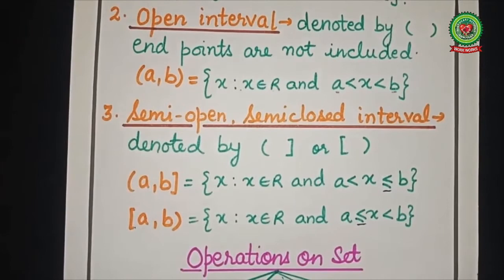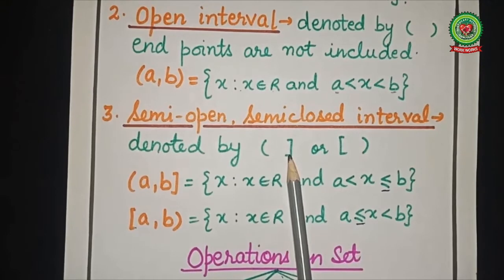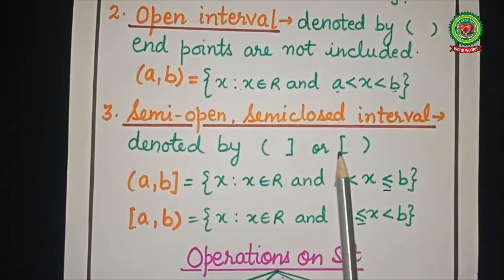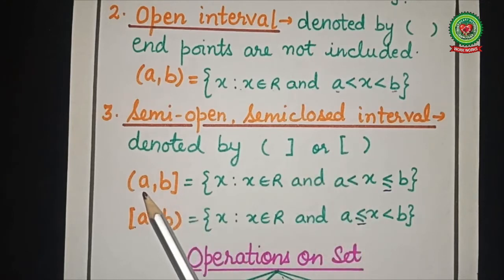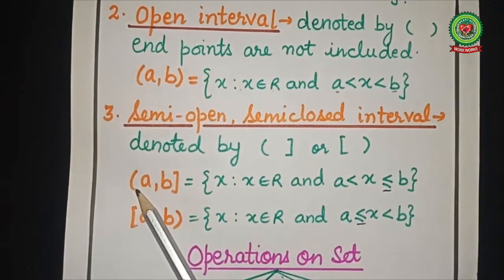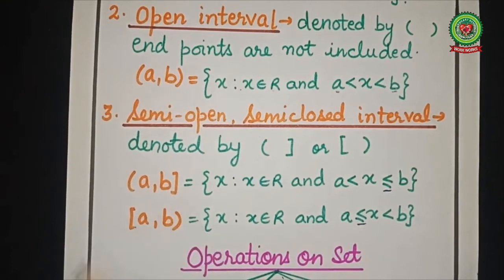Next is semi-open and semi-closed interval. It is denoted by open on one side and closed on the second, or first closed, second open. So, elements of this type of intervals will be like this. Open interval (a, b]. It is open from the starting and closed in the end.